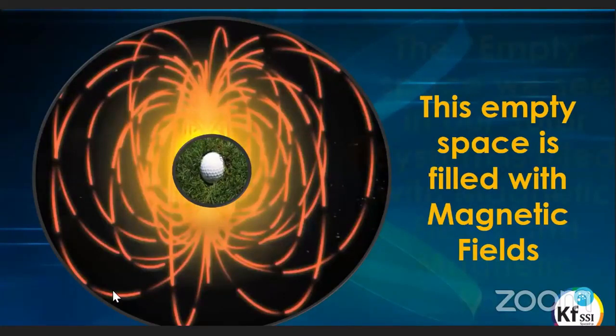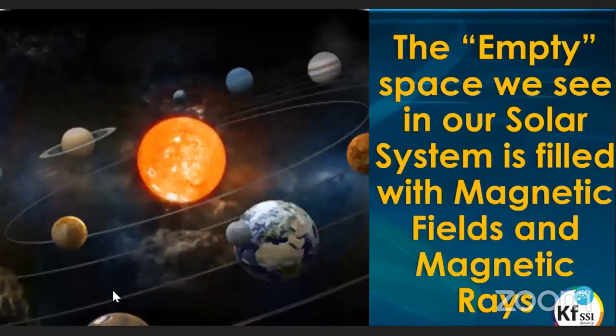And we can extend this further if we look out into our solar system and we see the sun and the planets, but we also see a lot of vast empty space. And this is also filled with magnetic fields and magnetic rays. So even though we perceive it as empty, we don't see them. They are filled with these magnetic fields and magnetic rays.